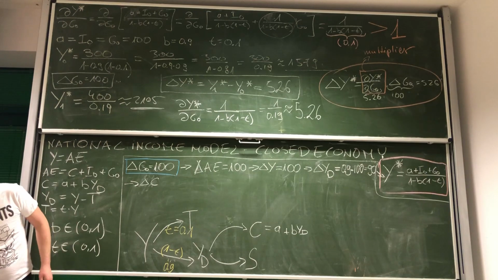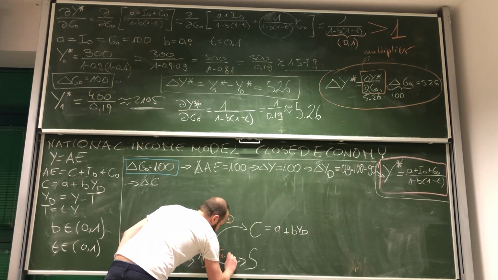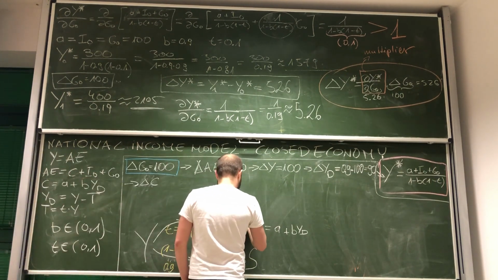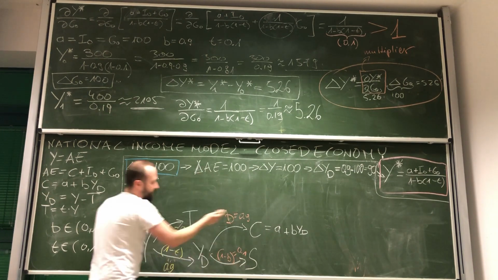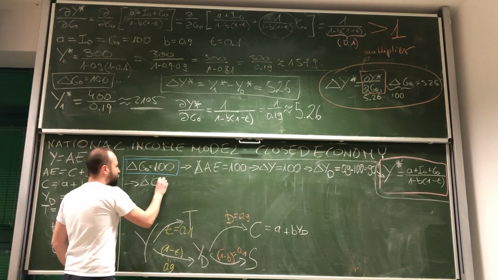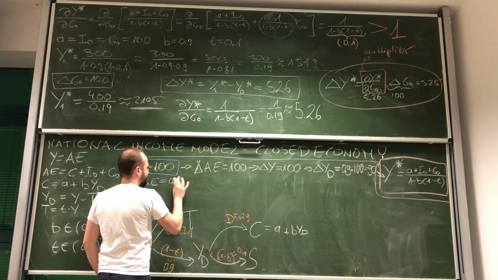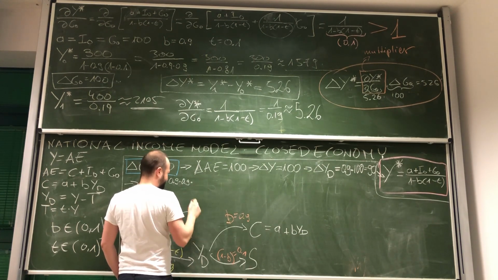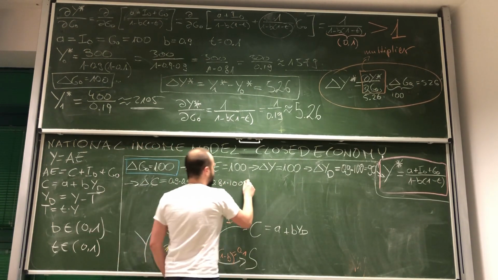Let's call it B. So how much is going for savings? 1 minus B. In our case, B is 0.9, which means that we are saving 10% of our disposable income and we spend 90% on consumption. So what should we have over here? Here we should have 0.9 times disposable income, which is 0.9 times 0.9 times 100, or 0.81 times 100, or simply 81.